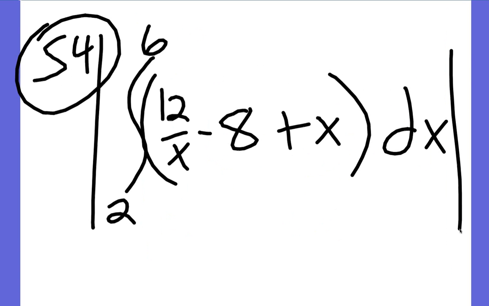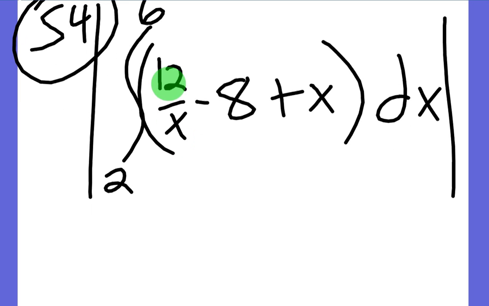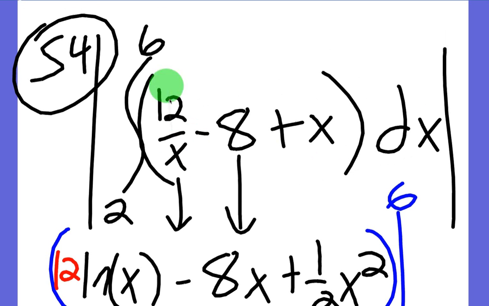Well, these two are going to be easy. The antiderivative of negative 8 is just going to be negative 8x. And the antiderivative of x is going to be x squared over 2. But what about 12 over x? Now remember, the integral of 1 over x is natural log of x, right? So it makes sense that the antiderivative of 12 over x would be 12 ln x. It's basically the constant multiple rule, okay? So I can see how to evaluate these antiderivatives.